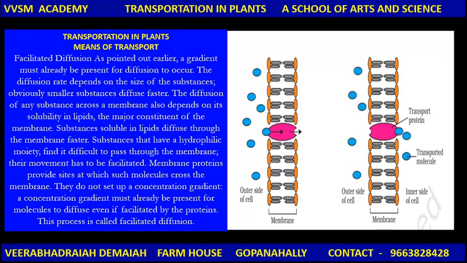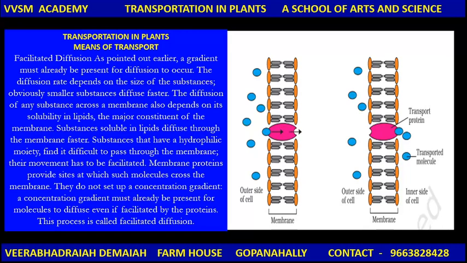Facilitated diffusion: as pointed out earlier, a gradient must already be present for diffusion to occur. The diffusion rate depends on the size of the substances. Obviously, smaller substances diffuse faster. The diffusion of any substance across a membrane also depends on its solubility in lipids, the major constituent of the membrane.